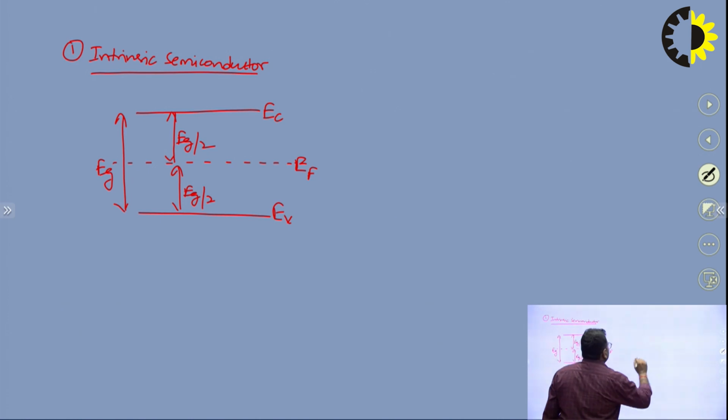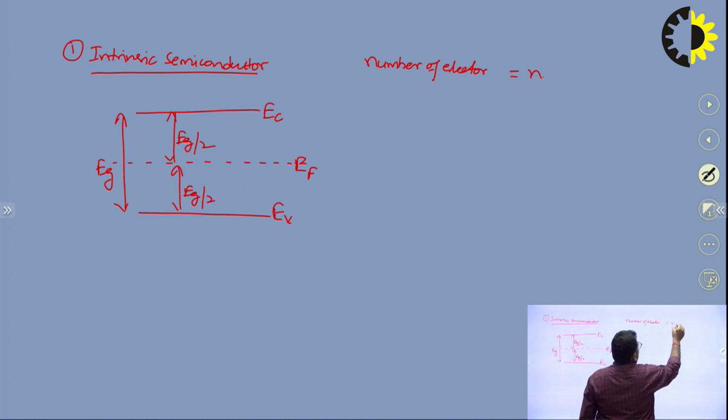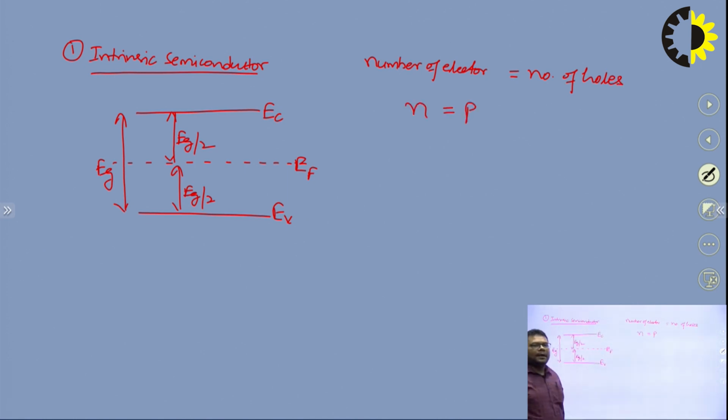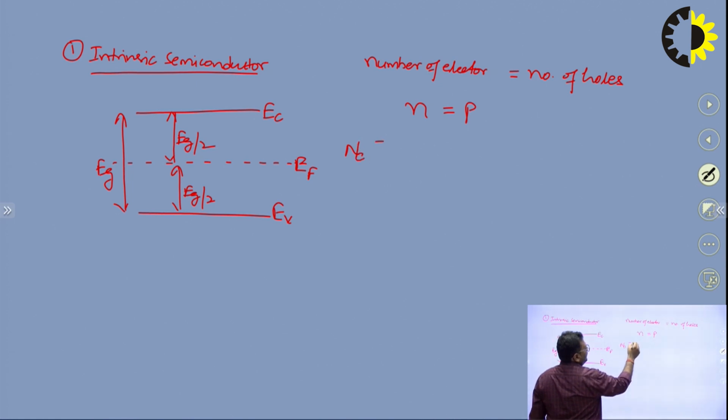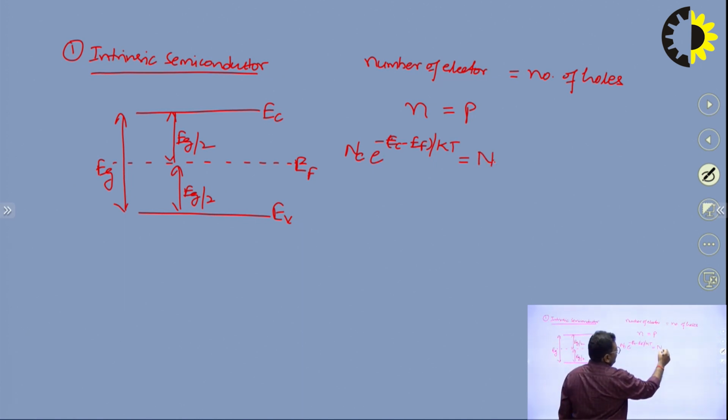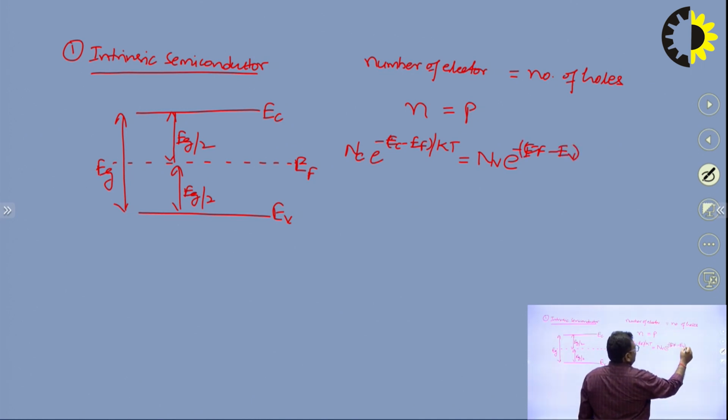For this we know that in an intrinsic semiconductor, the number of electrons is equal to the number of holes, or in symbolic representation, n is equal to p. Now we also know the concentration of electrons can be given as n equals Nc e to the power minus (Ec minus Ef) upon kT, and the concentration of holes can be given as Nv e to the power minus (Ef minus Ev) upon kT.